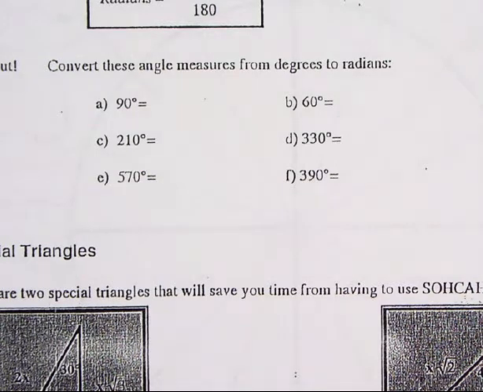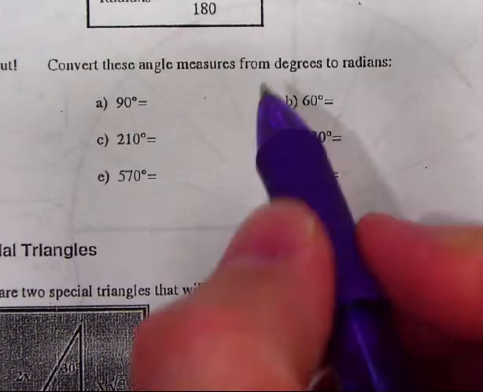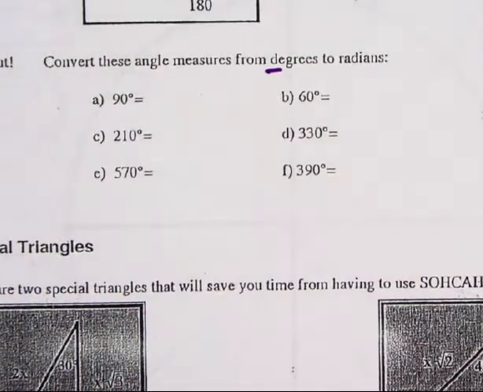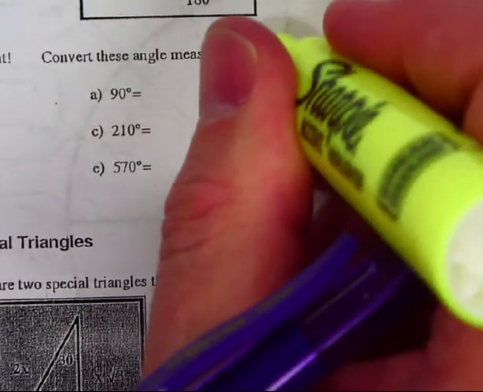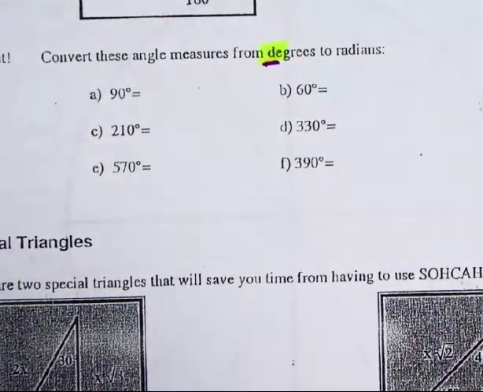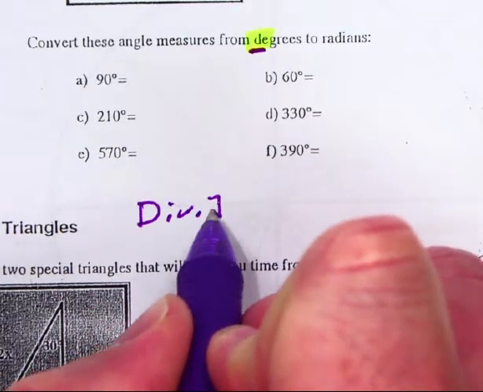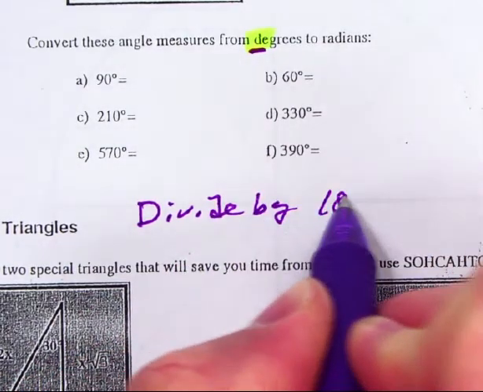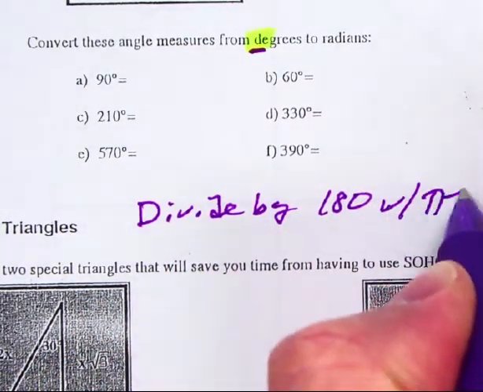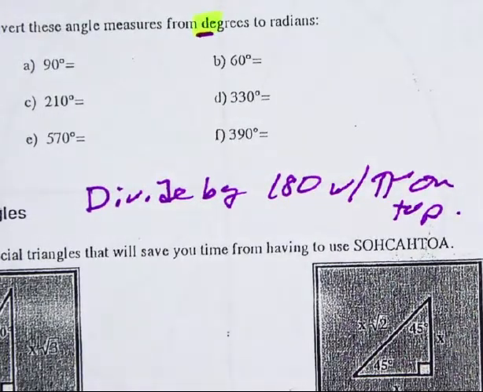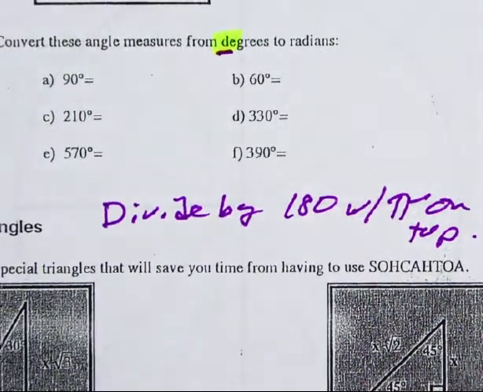Well, don't freak out about that, because here's the idea. It starts with degrees and I'm switching to radians. Degrees is a D. You're starting with a D, which means your strategy starts with a D. You're just simply going to divide by 180 with pi on top. It's kind of like whipped cream with the cherry on top.